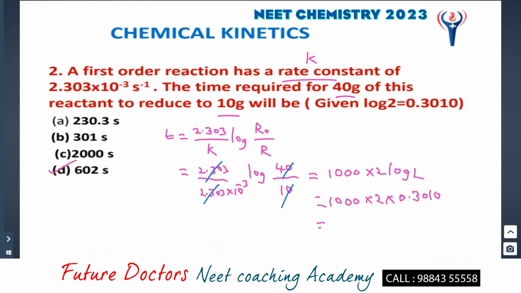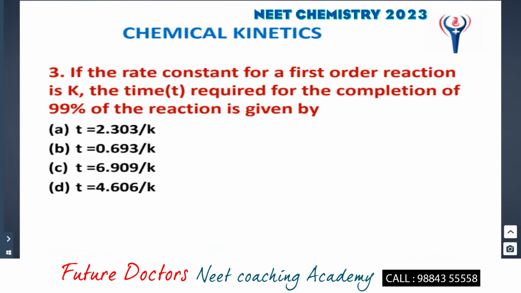If we multiply all this, 2000 into 0.3010, we get around 602 seconds. Understood? Right. Just remember the formula, you can use it to answer all of these. Next one. Most of the sums I have given are based on first order reaction. So first order reaction is very, very important. Generally, the rate constant K for a first order reaction is given, isn't it? The time required for the completion of 99% of the reaction.